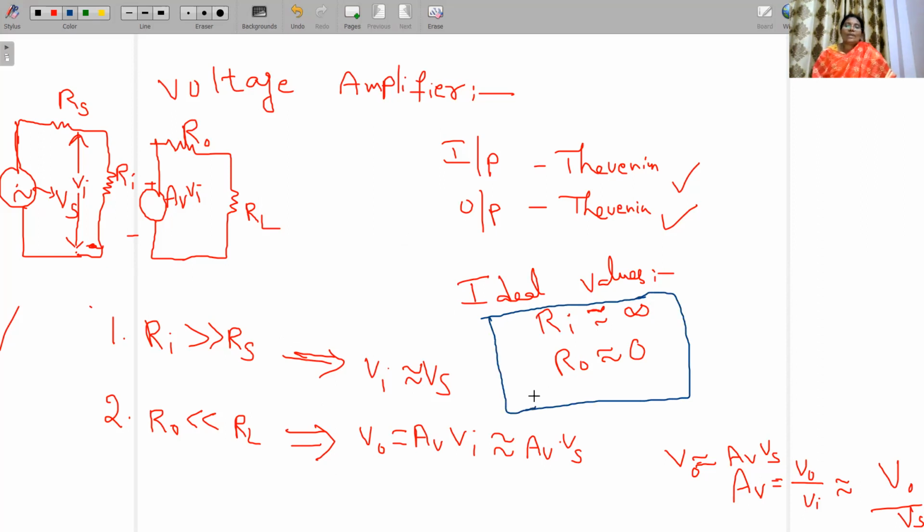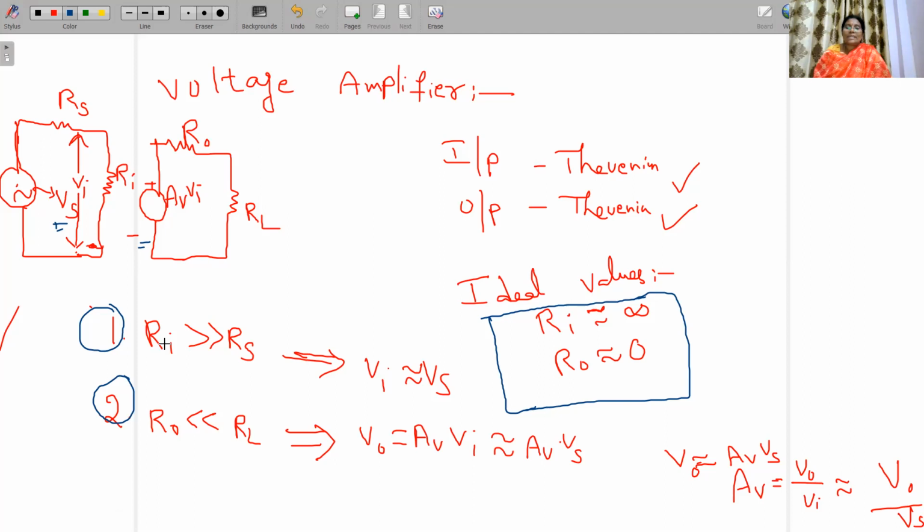For the voltage amplifier, both are voltage sources. All of you observe here, input side is a voltage source and the output side is also a voltage source. Then the voltage source is in series with the resistance, that is Rs here. So for the ideal values, you have to take two conditions. The first condition is Ri is far far greater than Rs. The second condition is Ro is far far less than RL.